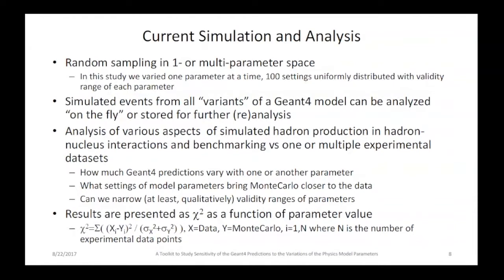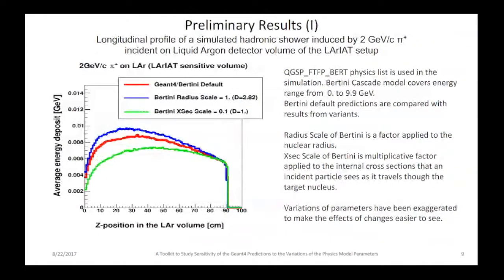This is still a project under development, and the result I'm going to show is based on the chi-square as a function of parameter values. This chi-square is basically the difference between user-sent data and Monte Carlo in this case. The first example is the longitudinal profile. This is basically the average energy deposition along the depth position in the liquid argon detector, shooting 2 GeV pions.